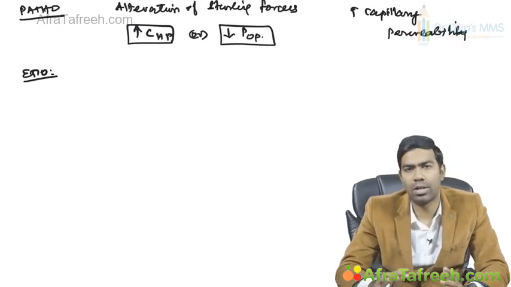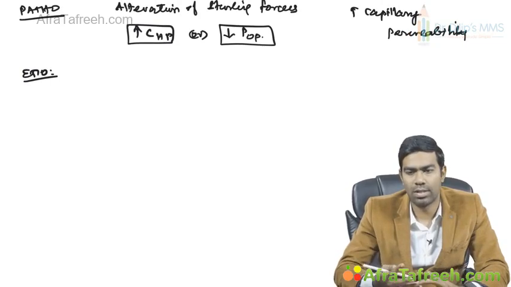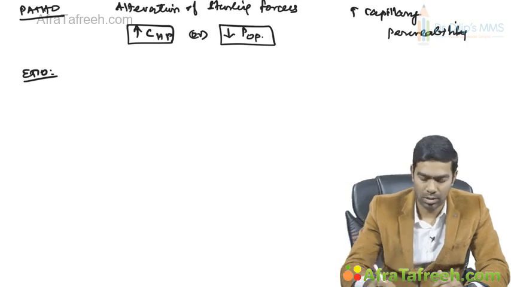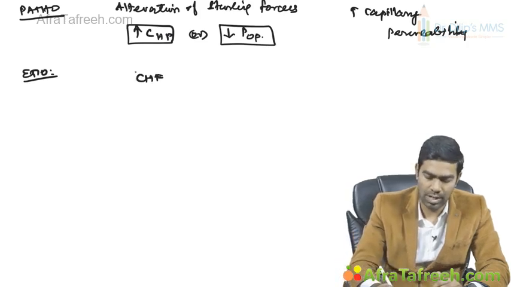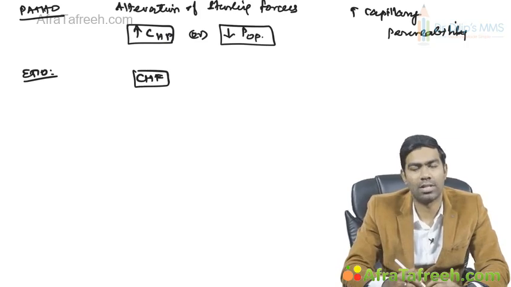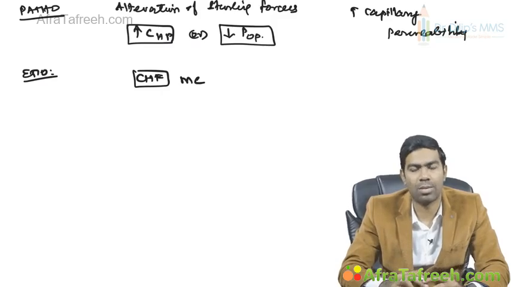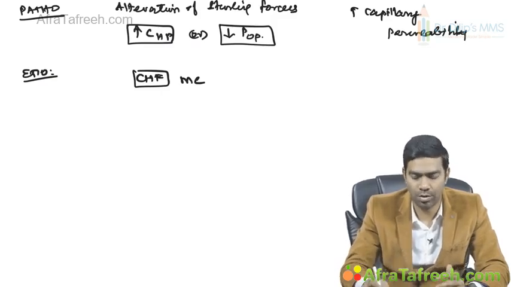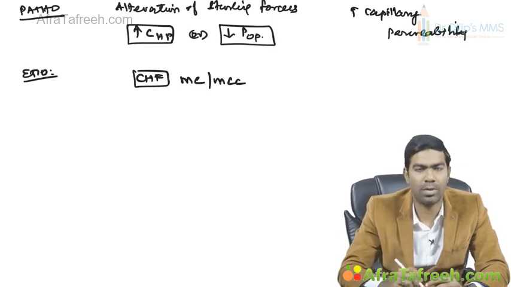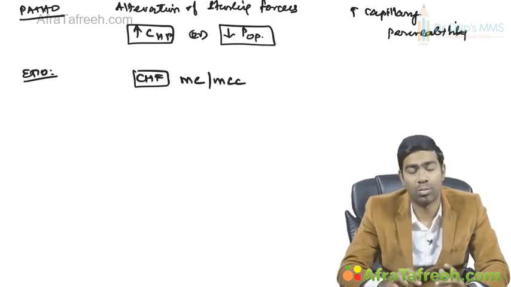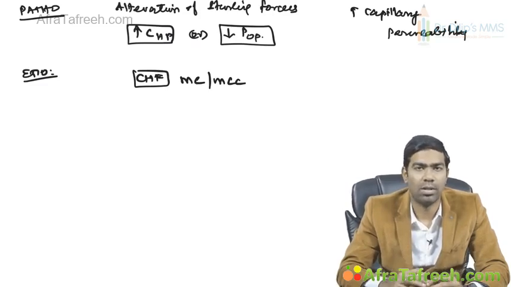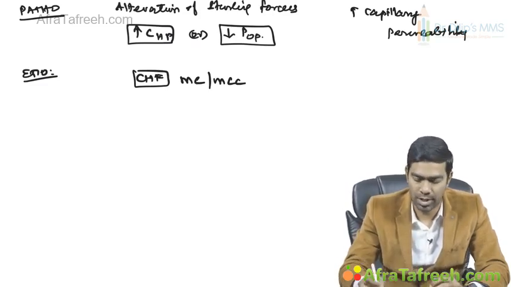Whenever you think about the etiology, the three things that you have to know are CHF, cirrhosis and nephrotic syndrome. That's it. First is the classic congestive cardiac failure, congestive heart failure. It's the most common transudative effusion type, and it's the most common cause of pleural effusion overall. So the most common transudate is CHF, and the most common type of pleural effusion overall in the world is also CHF, congestive cardiac failure.